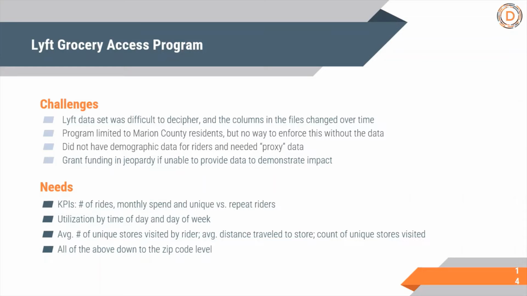But we knew that we were going to have to do more to translate that data into a way that we can demonstrate the impact of the program. And so we knew we needed to be able to show things like the specific number of rides per month, whether we had unique or repeat riders, what time were people going to and from the grocery stores? Were they going to the same stores every time, or were they going to different stores based on their need?